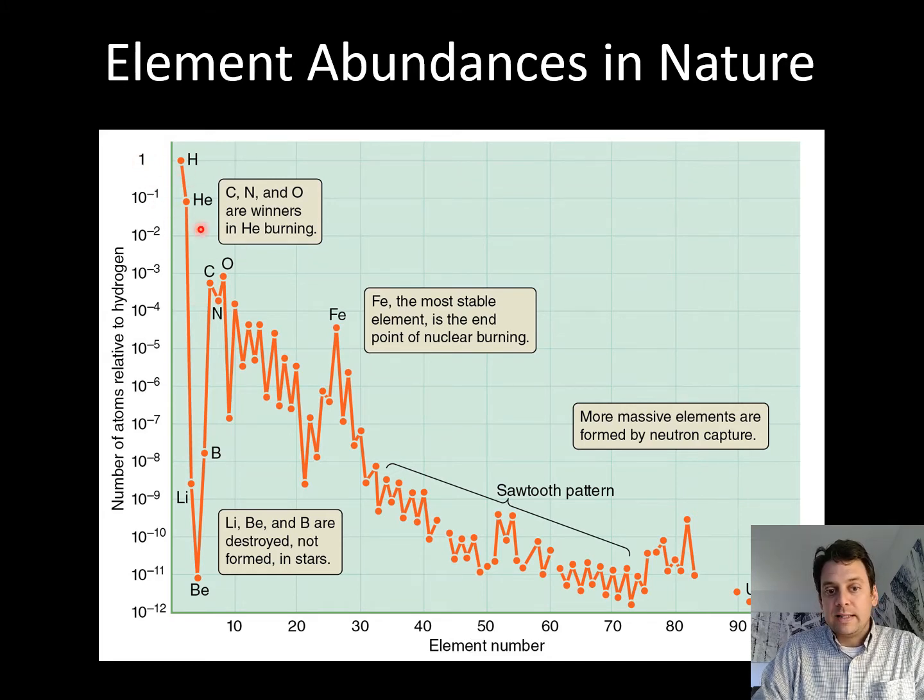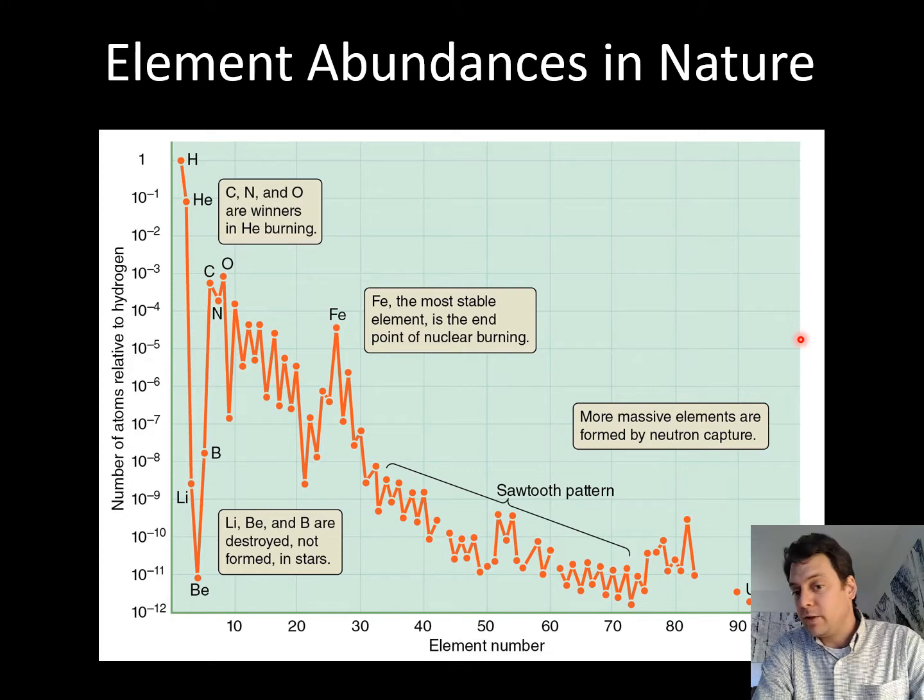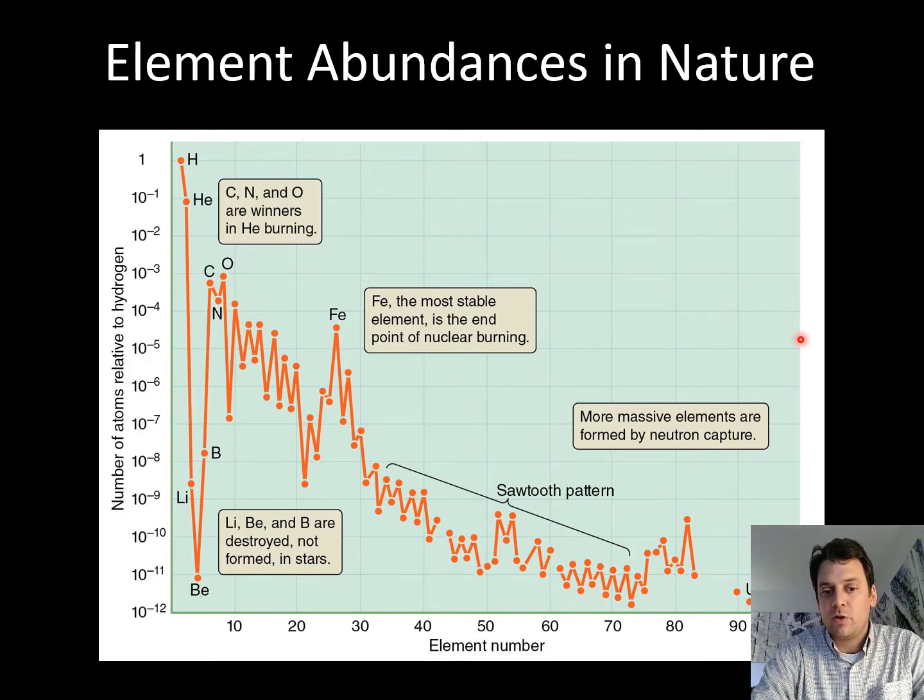How much iron do you have? Well, it's down here. You have a lot less iron than you do hydrogen, but you still have more iron than you have of several other things, because again, iron is very stable. So you get this sawtooth pattern that's characteristic. It's a result of some fairly detailed nuclear physics we won't go into, but the theory produces this kind of sawtooth pattern.